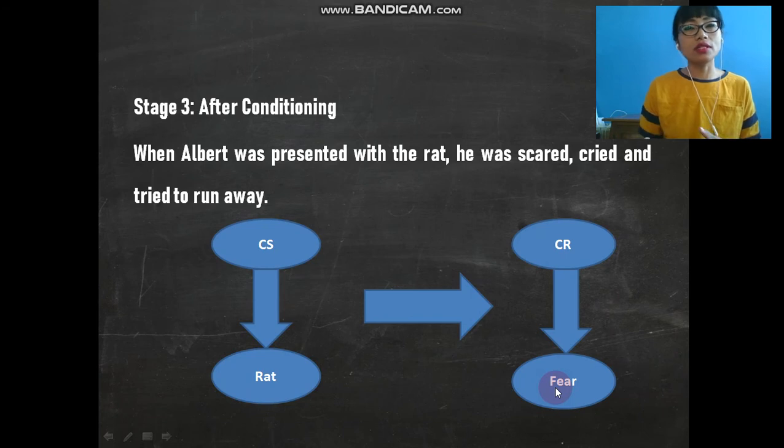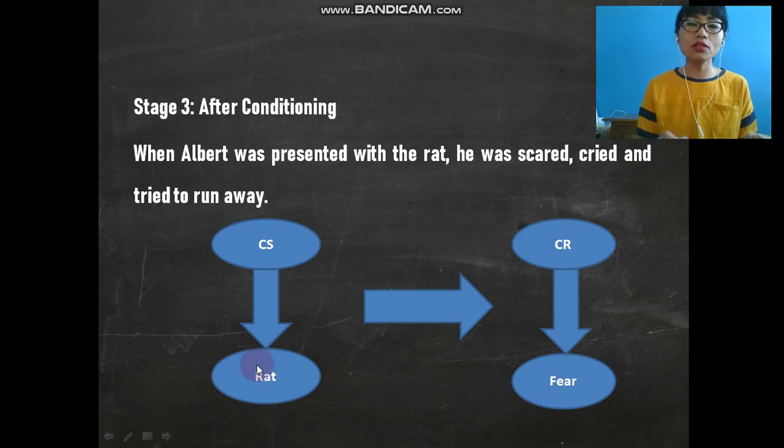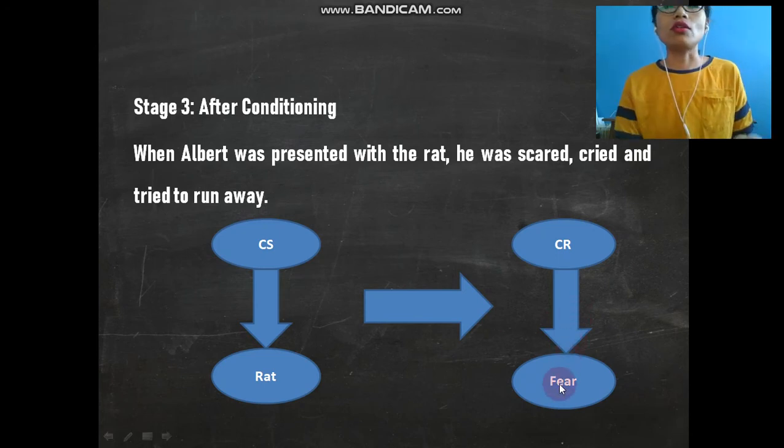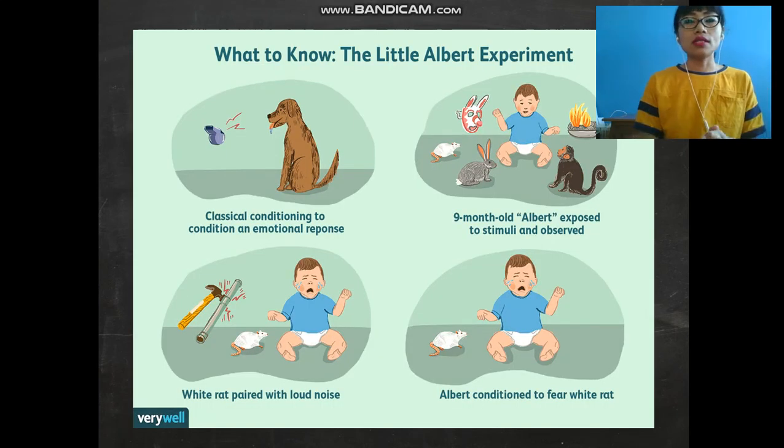Now little Albert will be afraid at the sight of the rat. Earlier Albert was not conditioned, Albert was not meant to cry or fear at the sight of the rat, but now since the association has already been made and the conditioning has been done, now little Albert will fear the sight of the rat.